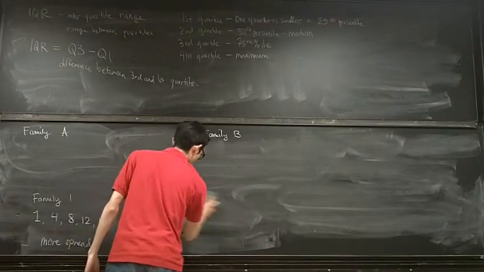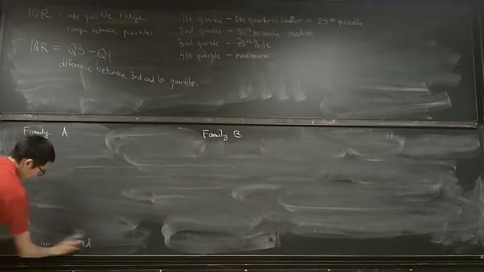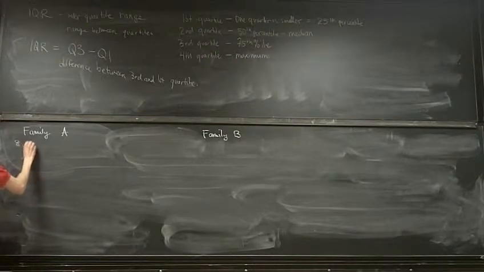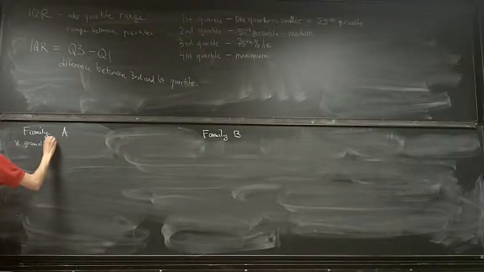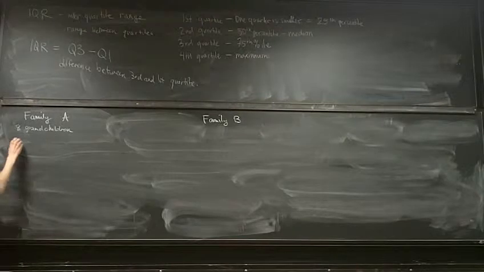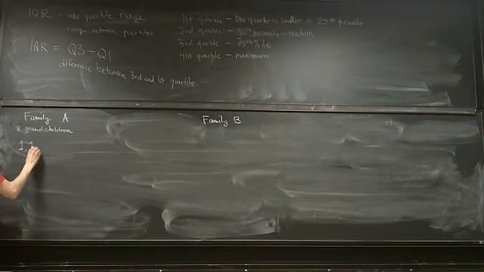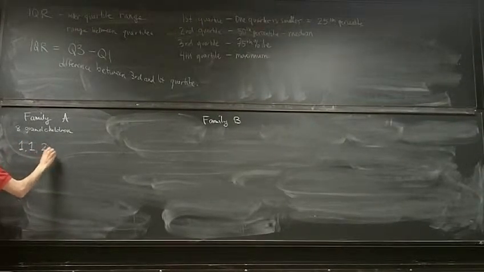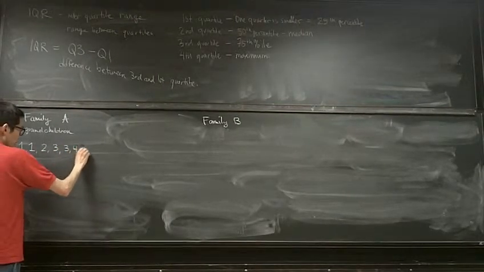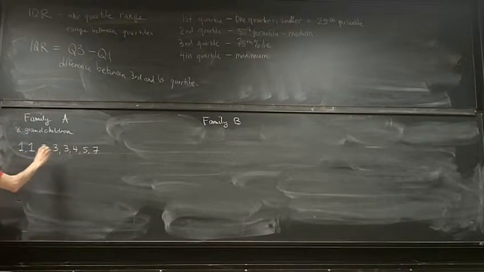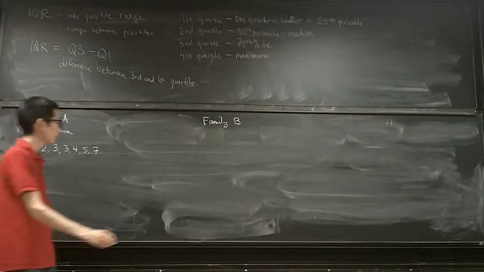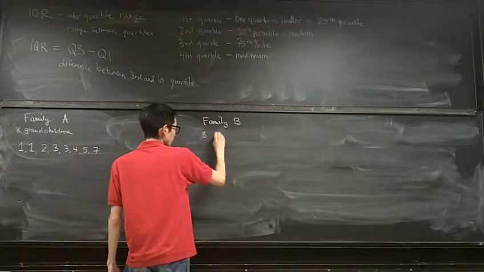So they both have 8 grandchildren. Okay, so family A, let's say 1, 1, 2, 3, 3, 4, 5, and 7. Okay? And family B, also 8 grandkids.